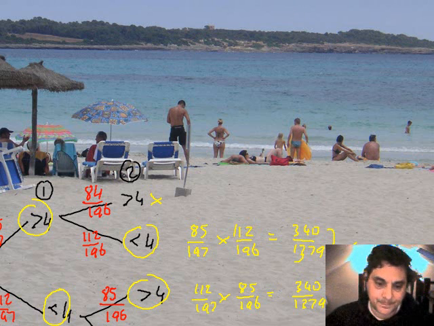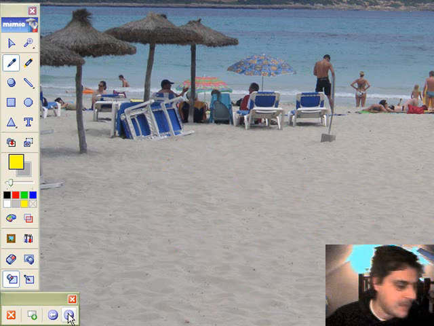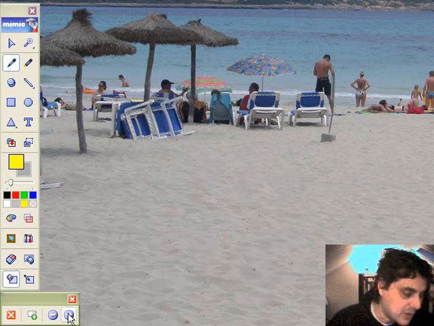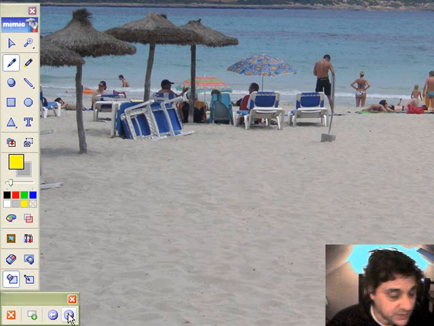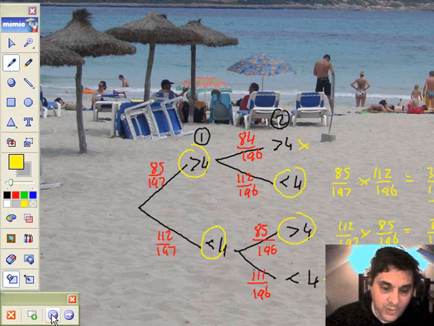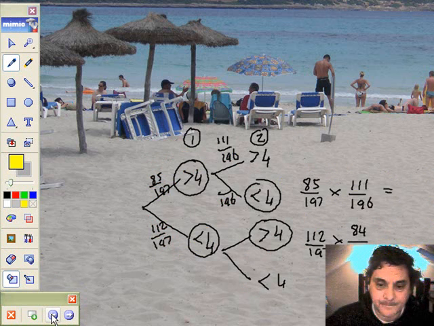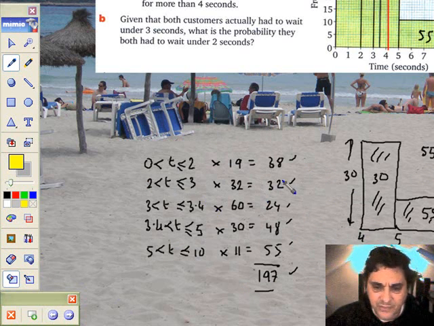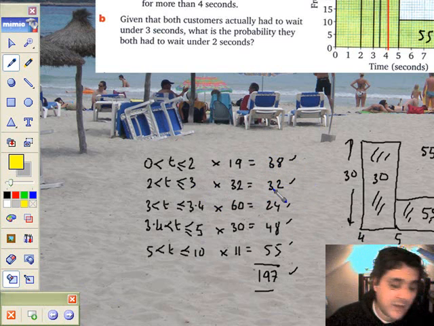Alright, now here's the last little bit of it, part B. Part B says, given that both customers actually had to wait under 3 seconds, what is the probability that they both had to wait under 2 seconds? Alright, so let's look at all the people who waited for under 3 seconds first. Right, under 3 seconds. I have here 38 people plus 32 people. I have 70 people for whom this part of the question is relevant.